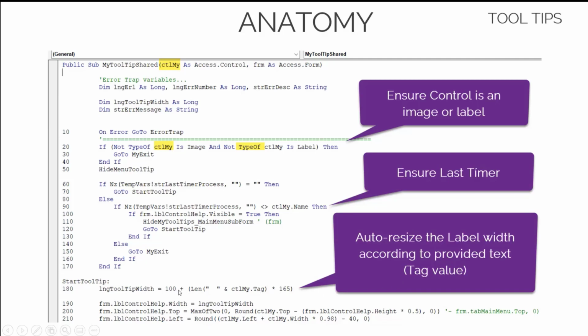So, and we've got some padding there with 100. And what we do is we take the length of the tag value and then multiply it by 165. Now, if you were doing something like this, you might have to play with that because it would depend on the font that you're using. You just have to play around with it and see how it works.